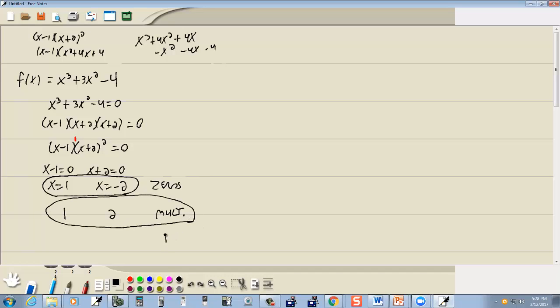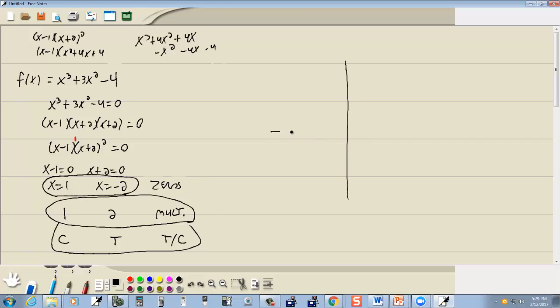Now where this is used tells us whether it touches or crosses the x-axis. When I say touches, that means it goes and touches at a point, turns around, and comes back. Crosses means it just directly crosses the x-axis. If your multiplicity is even, that means it touches. If your multiplicity is odd, that means it crosses.